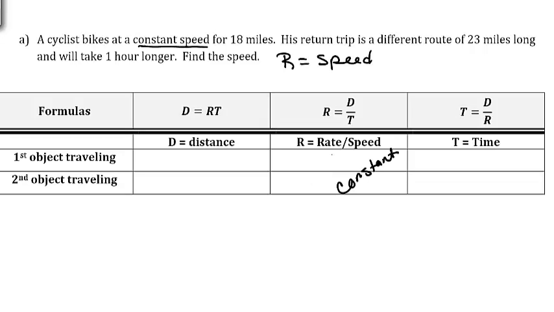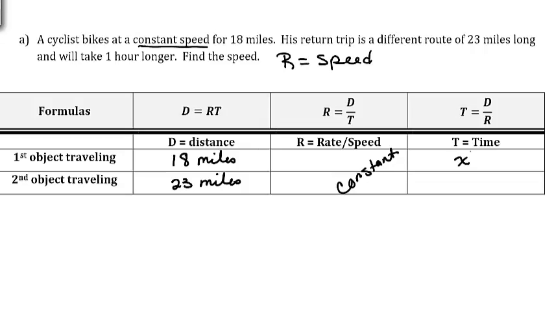So that doesn't change on either of the routes. On the way there, they travel a total of 18 miles. And on the return trip, it was 23 miles. But on both trips, they travel the same speed. And we know a little bit about how long it takes. We know that it's going to take an hour longer when he goes the 23 miles.